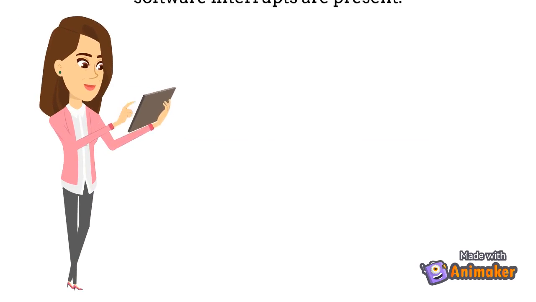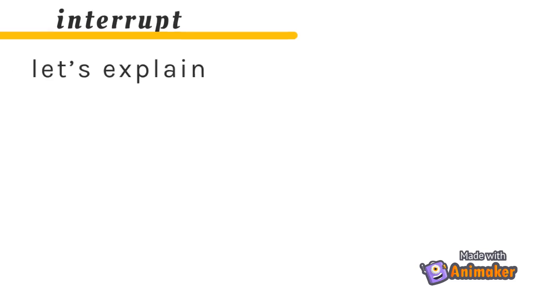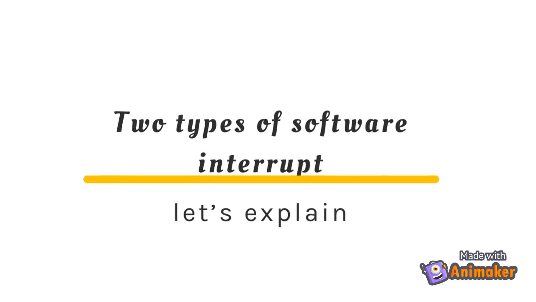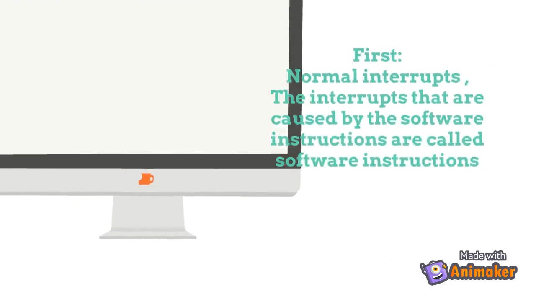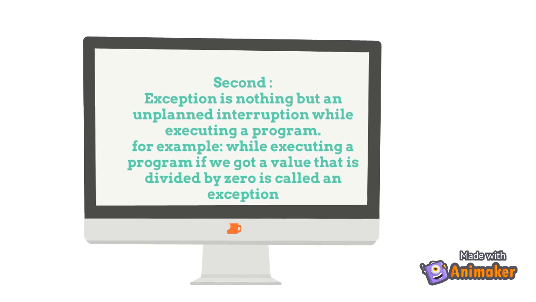Software interrupts. These are interrupt signals generated from internal devices and software programs that need to access any system call. Software interrupt is divided into 2 types. They are as following. First, normal interrupts. The interrupts that are caused by software instructions are called software interrupts. Second, exception. It's nothing but an unplanned interruption while executing a program. For example, while executing a program, if we get a value that is divided by 0, it's called an exception.